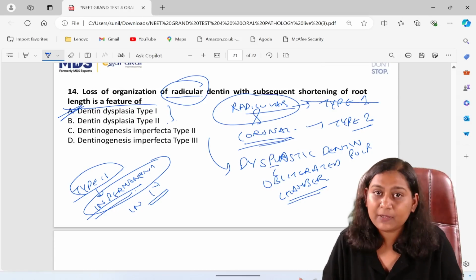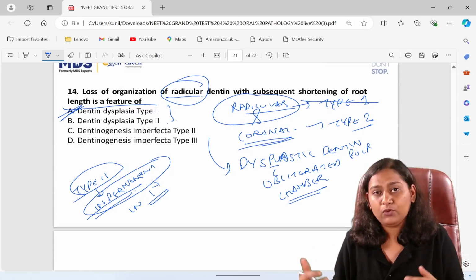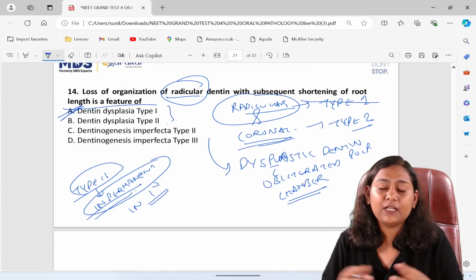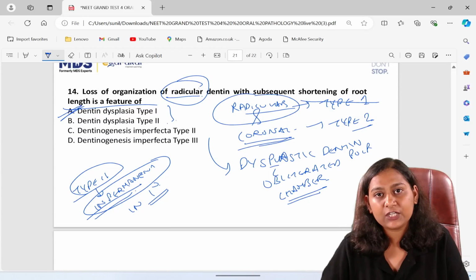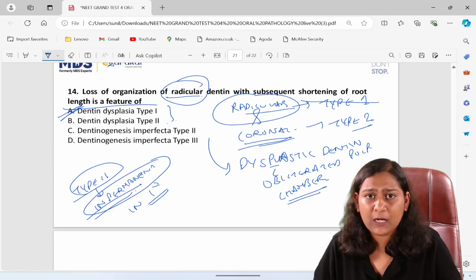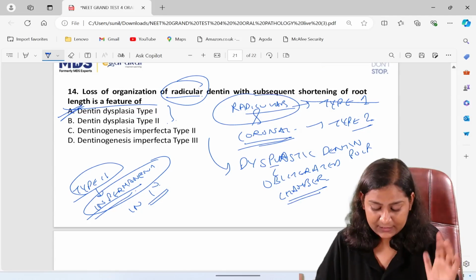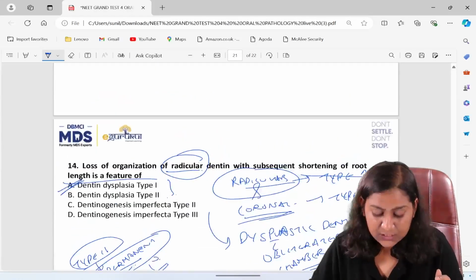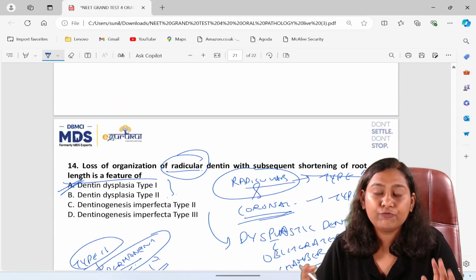Dentinogenesis imperfecta, similarly type 1 and type 2. So what happens in type 1? There is a large dentine formation, obliteration of the pulp chamber, while in type 2 there is a large pulp chamber, and dentine is very less. Okay, so this finishes your grand test 4 discussion.